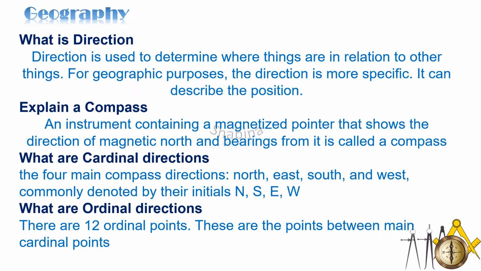Cardinal directions are the 4 main directions. Point 1, point 2: north, south, east and west are basic cardinal points. Then ordinal points. Ordinal points are the further division of cardinal points. There are 12 ordinal points.